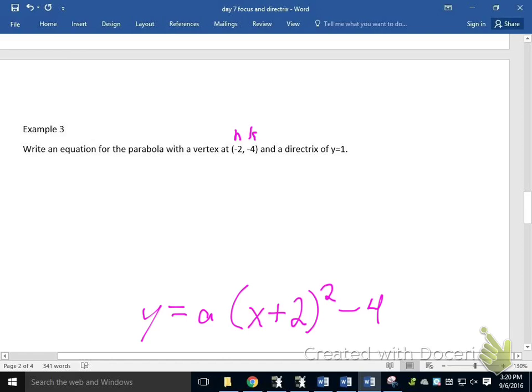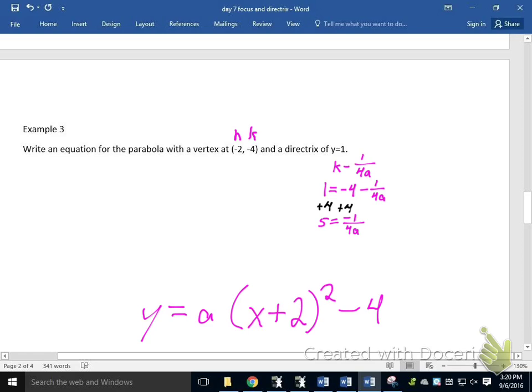And if you'll recall that to find the directrix, it is k minus 1 over 4a. In this case, I know that the answer to that comes out to 1. And I also know the value of k is negative 4. So I'm going to say that 1 equals negative 4 for k minus 1 over 4a. And now I'm going to solve that for a. Not too difficult, just going to add 4 to both sides. So I get 5 equals negative 1 over 4a.